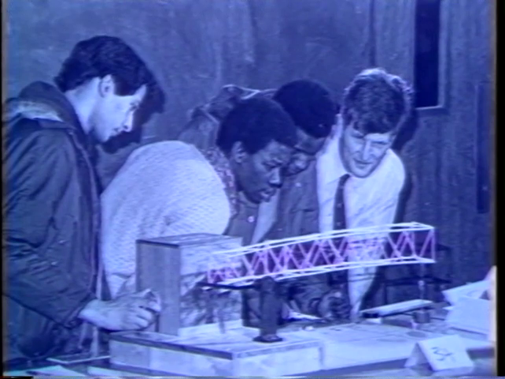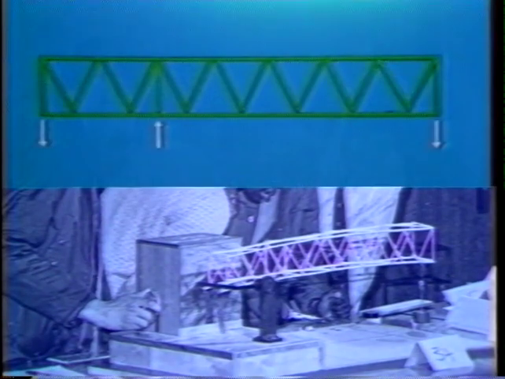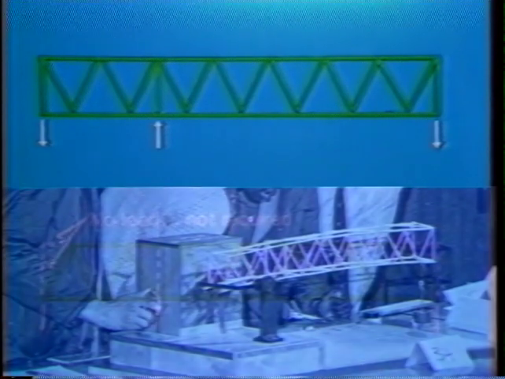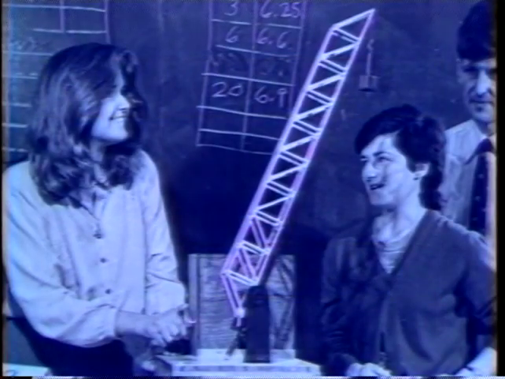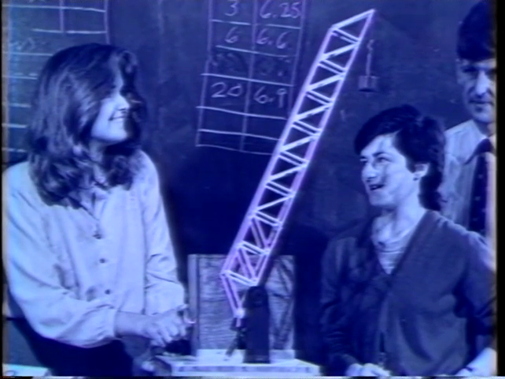This is a very straightforward design. Note how by turning it upside down, there would be no force in those end members, and they could have been omitted. That's what they've done here, but all the members are much stronger than they need to be. This design weighed more than 6 times the lightest design and yet was not as strong.